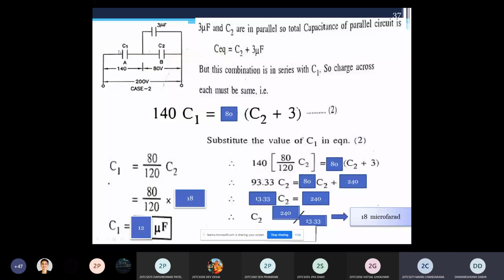Here again the charge is the same across both. Sir, 18 will not come. Sir, 60 will come. Total is 200, so the voltage across B is 60 volt. Sir, in equation 2, instead of 80, 60 should come. Yes, the total is 200 volt, so in equation 2 the voltage across B will be 60 volt instead of 80 volt. Yes, sir, this is a mistake.